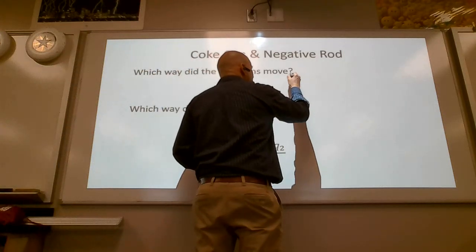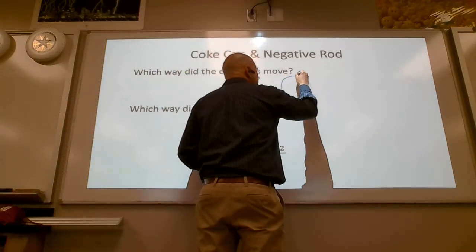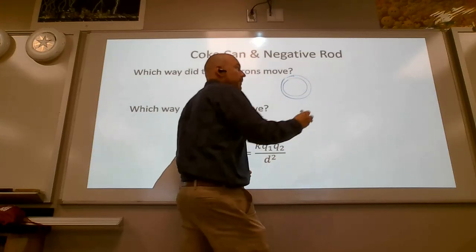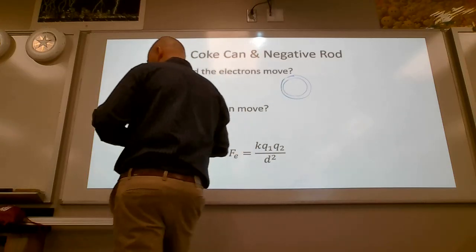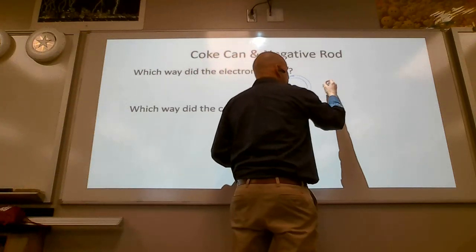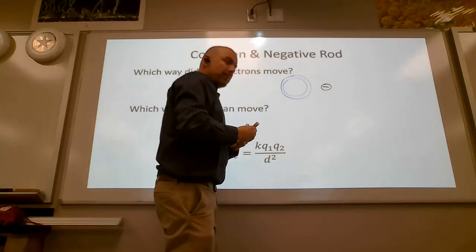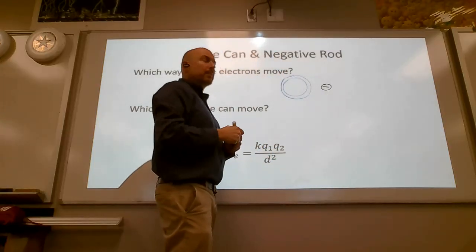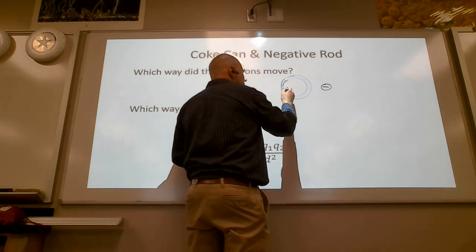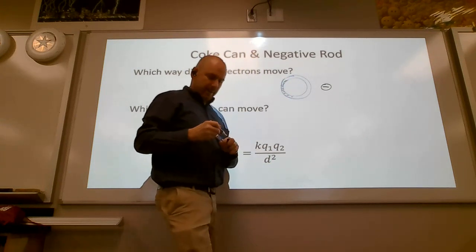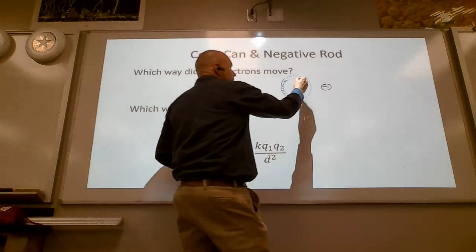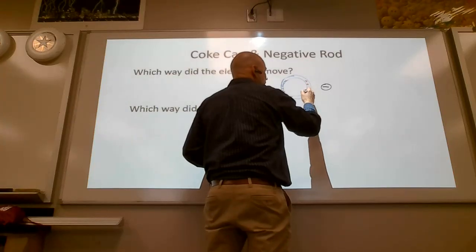Okay. Inside the can of Coke, inside the metal, the electrons do what? Here's your negatively charged rod. What do the electrons do? They polarize. They're like, ah, right? They run away, leaving the protons.